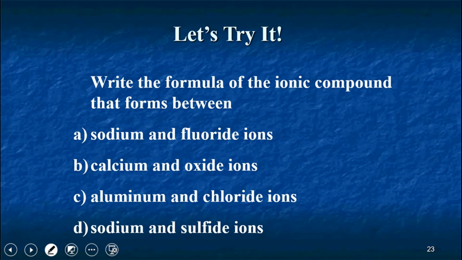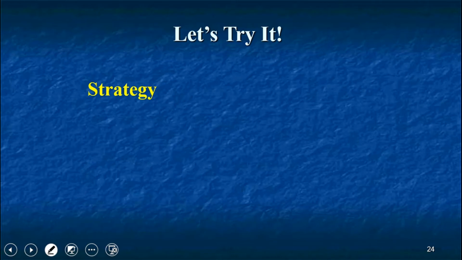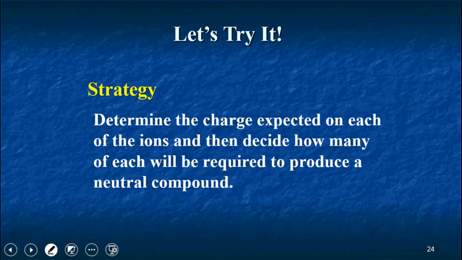Here are 4 different sets of ions, and I want us to write the formula of the ionic compound that forms between A, sodium and fluoride ions, B, calcium and oxide ions, C, aluminum and chloride ions, D, sodium and sulfide ions. So this is going to require some skills, but the basic strategy is to determine what is the charge expected on each of the ions, and then decide how many of each will be required to produce a neutral compound. For this, we're going to go to our paper board, and we're going to do these exercises on paper, and then we'll come back.